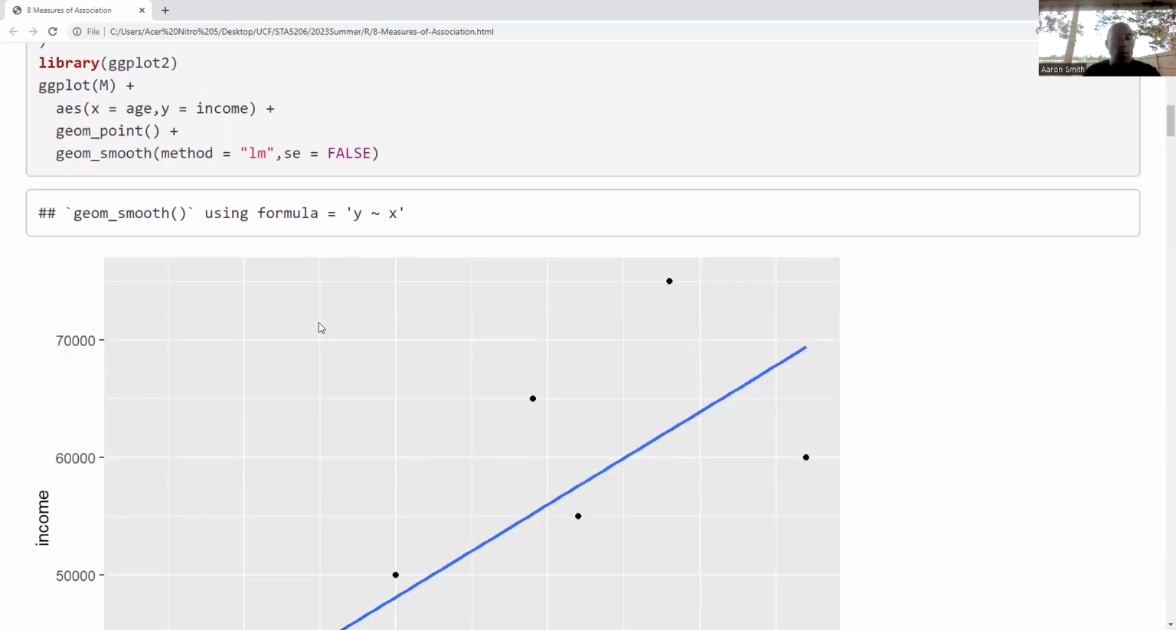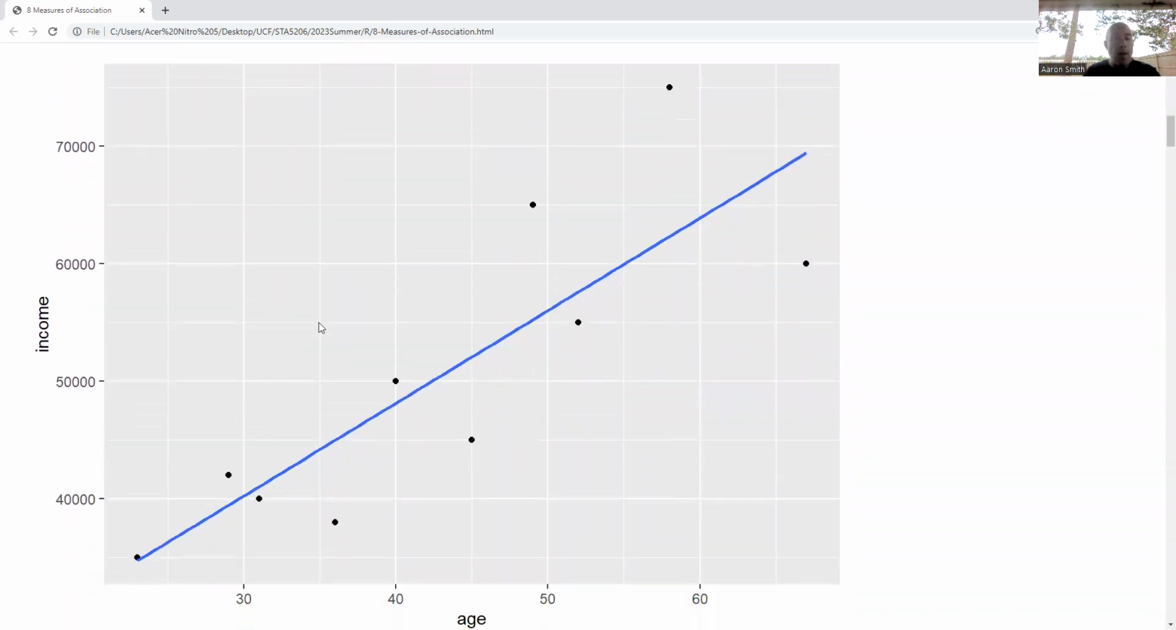Here I'm using ggplot, and Pearson's correlation measures how well the dots line up with a straight line. That's really a good way to think about it. Here we can see that there is overall a linear trend when I look at just the dots, but it's not a perfect linear trend. If it was perfect, all of the dots would be on that blue line.